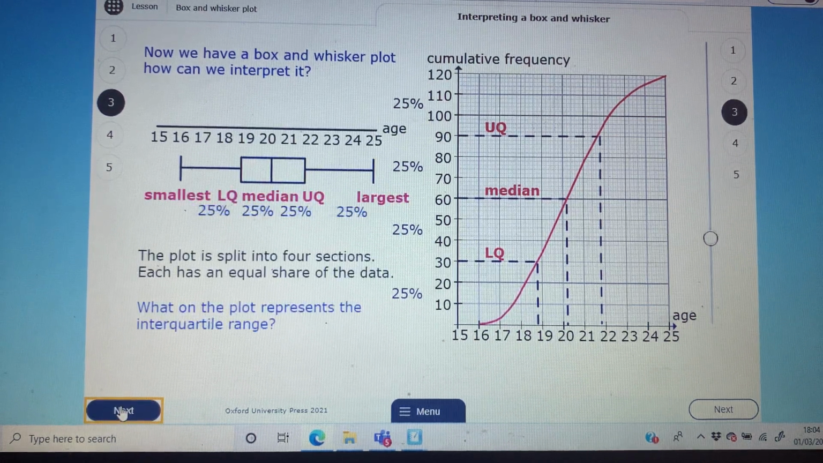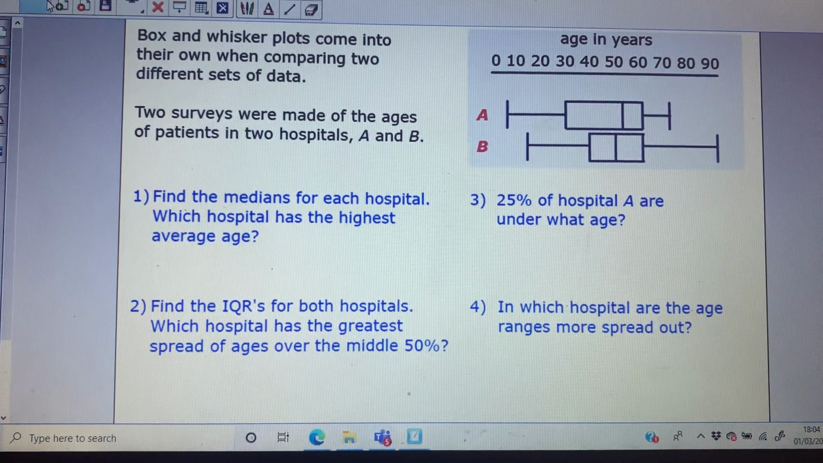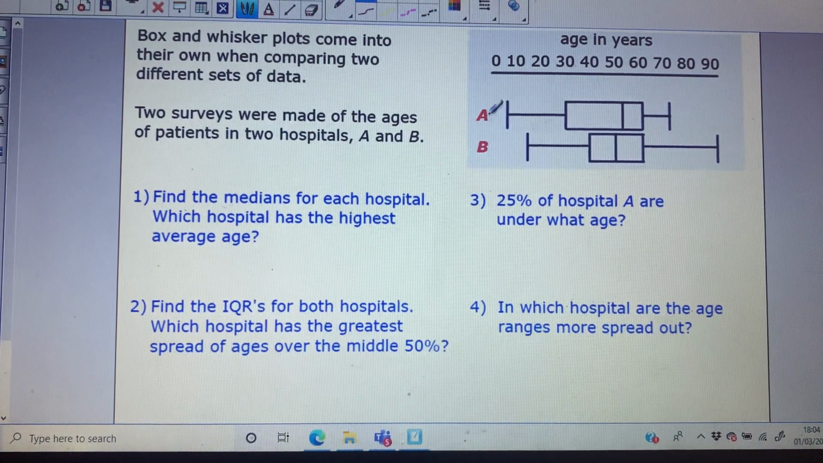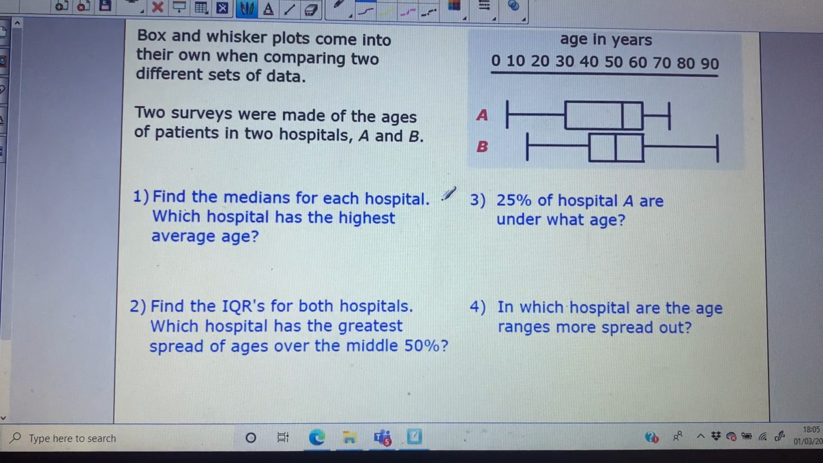So you can easily see how to find your interquartile range. We love them for comparing data. So box and whisker plots, comparing two sets of data. You can see it's got its axes here above it. So the first question: two surveys were taken of the ages of patients in two hospitals, Hospital A, Hospital B.